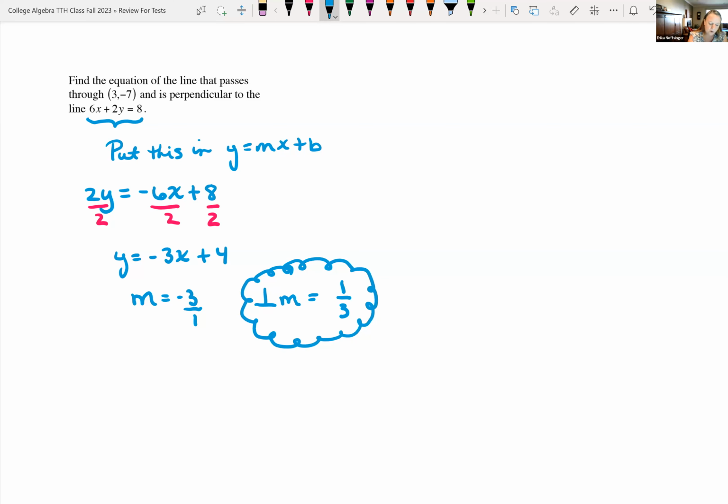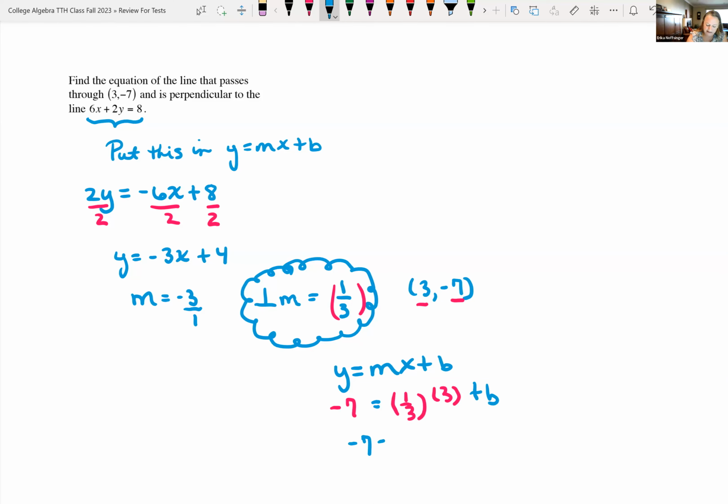And we're given that the point is (3, -7). There are a couple different ways you can approach this. You can use point-slope form of an equation of a line, or we can go back and use y equals mx plus b. We can plug in our values: y is -7 here, is equal to our slope, which is 1/3, times x, in our case 3, plus b.